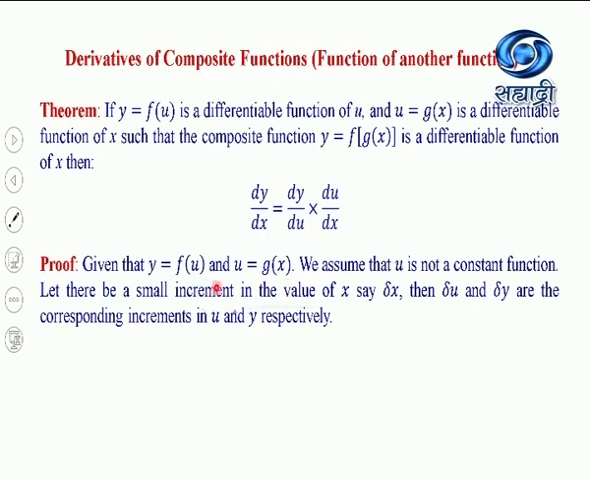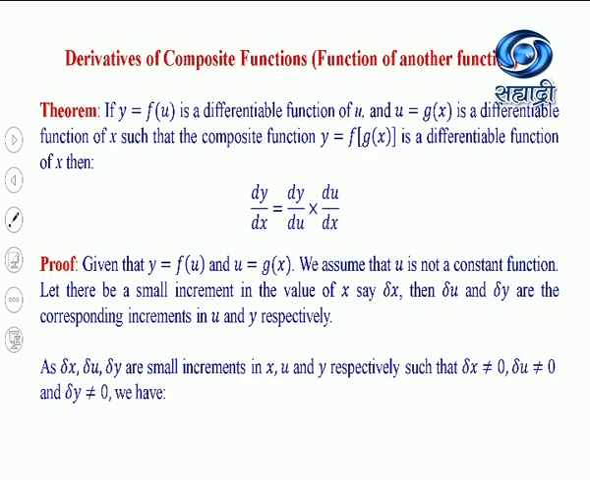You may write it this way also: let delta x be the small increment in x, or let delta x be the small change in x. After that, delta u and delta y are the corresponding increments, corresponding changes in u and y respectively. This is a very important statement. Delta x, delta u, delta y are small changes in x, u and y respectively, such that delta x is not equal to 0, delta u is not equal to 0, and also delta y is not equal to 0.